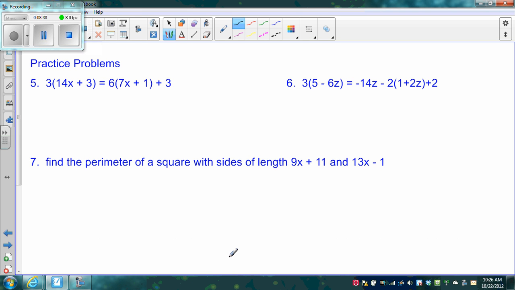So here's some practice problems that I want you to do and bring with you tomorrow. So take your time, go back through the lesson if you're unsure, and try these 3 on your own. That's all for this lesson.